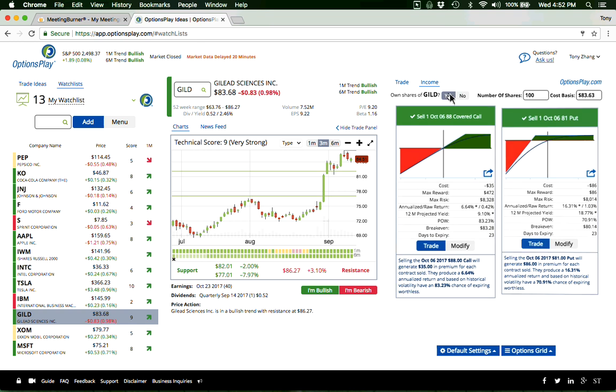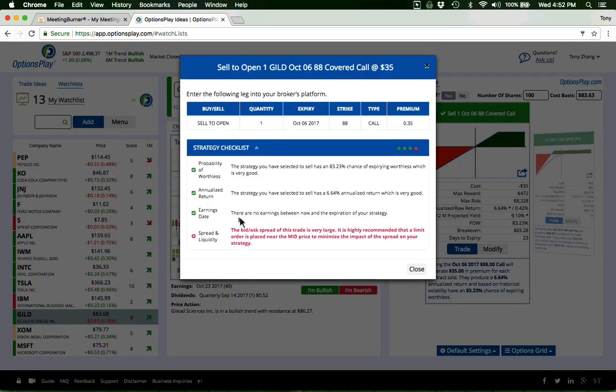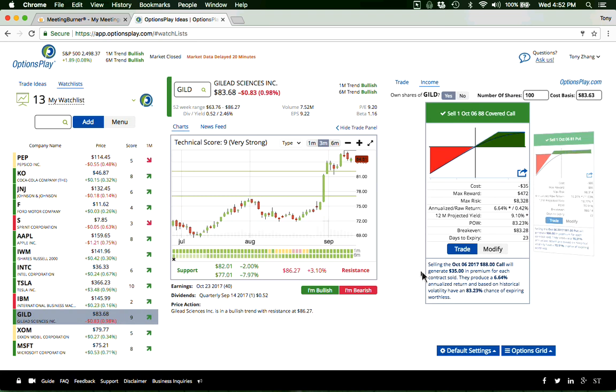And remember, once you've honed in on a trade that you want to make, make sure you click on the trade button. Go through the strategy checklist. Make sure that there's no earnings between now and expiration. It's an extremely important exercise before you go ahead and place a covered call trade to understand what your risk is before you place that trade. So that covers kind of how you can use our platform to help you very quickly identify income opportunities on all the stocks in your portfolio.